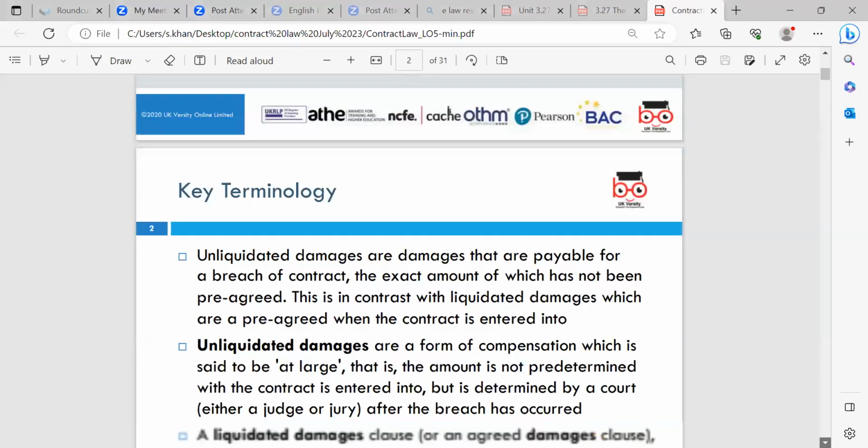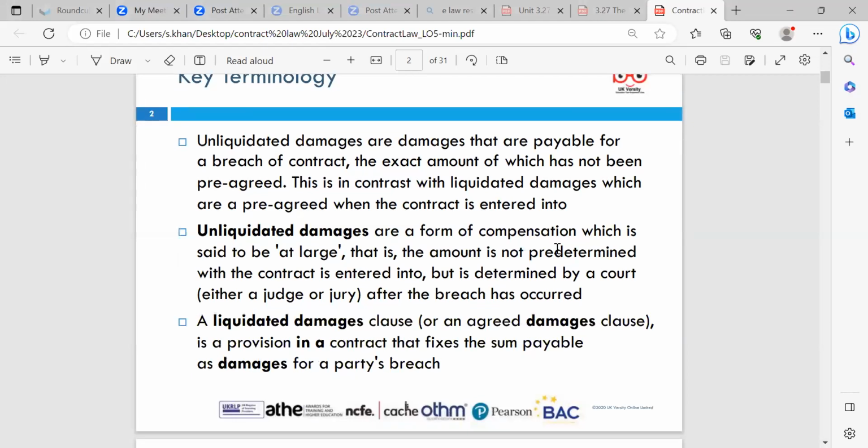Firstly, we'll look at the key terminology, which is unliquidated damages. Unliquidated damages are damages that are payable for a breach of contract, the exact amount of which has not been pre-agreed. This is in contrast with liquidated damages, which are pre-agreed when the contract is entered into. Unliquidated damages are a form of compensation which is said to be at large, that is, the amount is not predetermined when the contract is entered into, but is determined by the court, by either a judge or a jury after the breach has occurred.